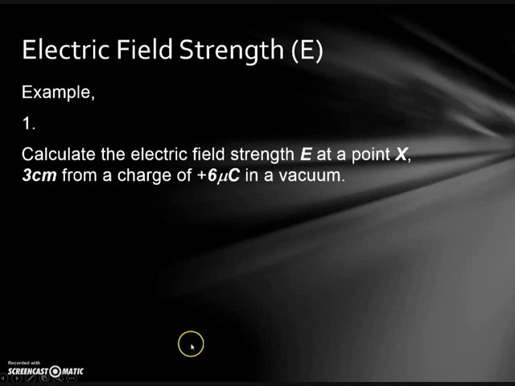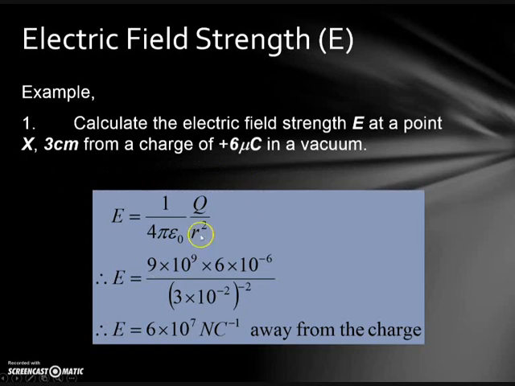So an example: if we are trying to calculate the field strength, E, at a point called X, which is 3 centimeters away from a charge, and our initial big charge in the middle is a positive 6 microcoulombs in a vacuum. Remember that we're given the medium, so that's good.